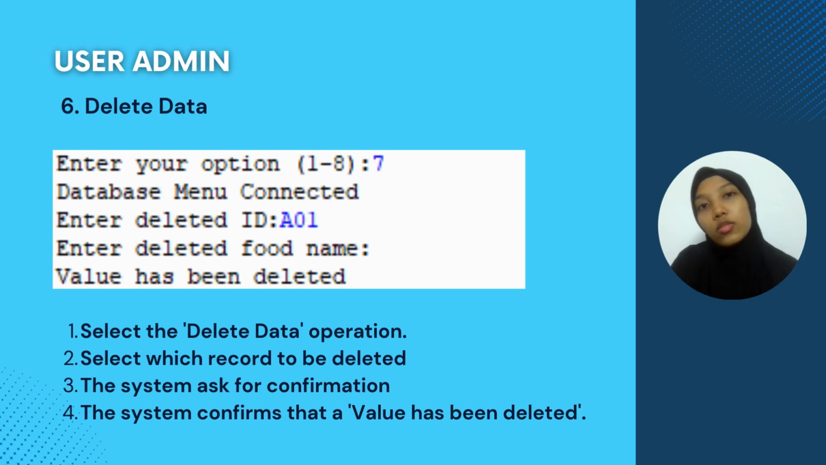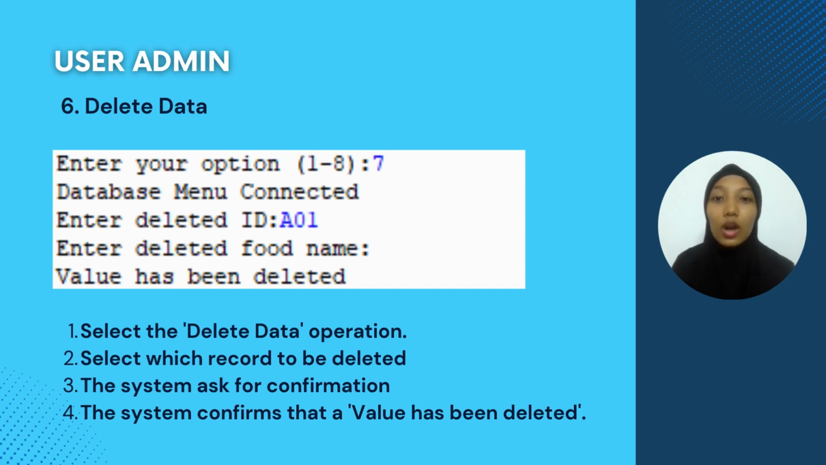Alright, let's continue for the last part, which is delete data. I entered 7 in response to enter your option from 1 to 8. And the next prompt is enter deleted ID. So I enter A01 as I want to remove it from the table.